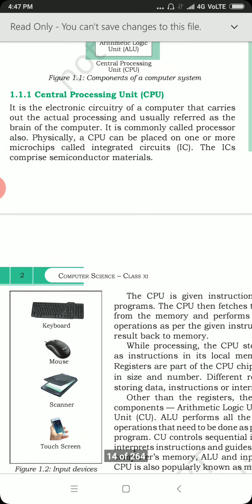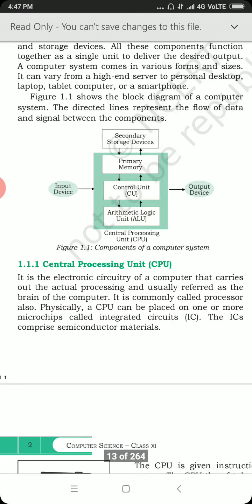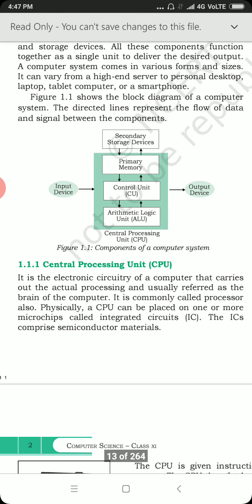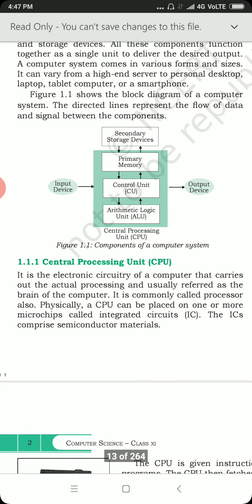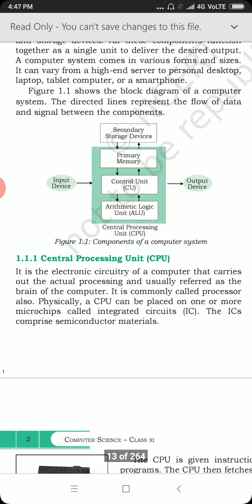It is divided into three parts. You might have seen in this block diagram, CPU is divided into three parts: ALU, CU, and MU. Arithmetic logic unit, control unit, and memory unit. So the internal memory, primary memory, is a part of CPU.